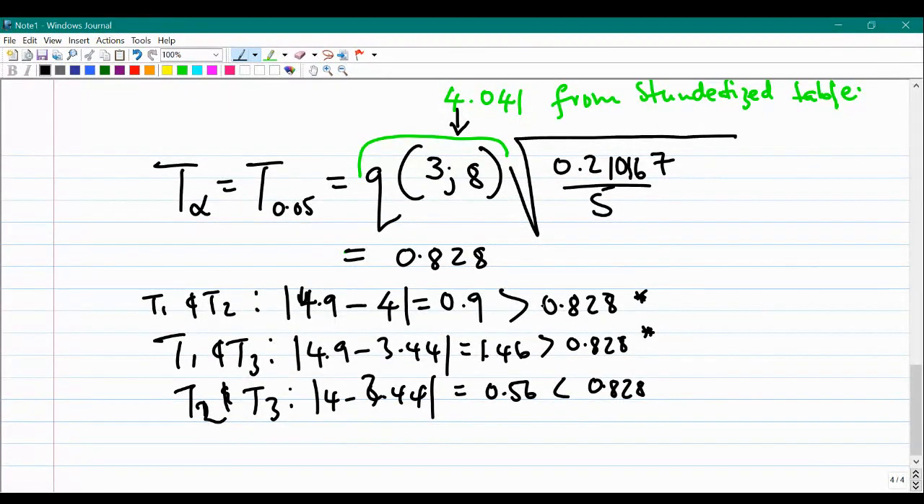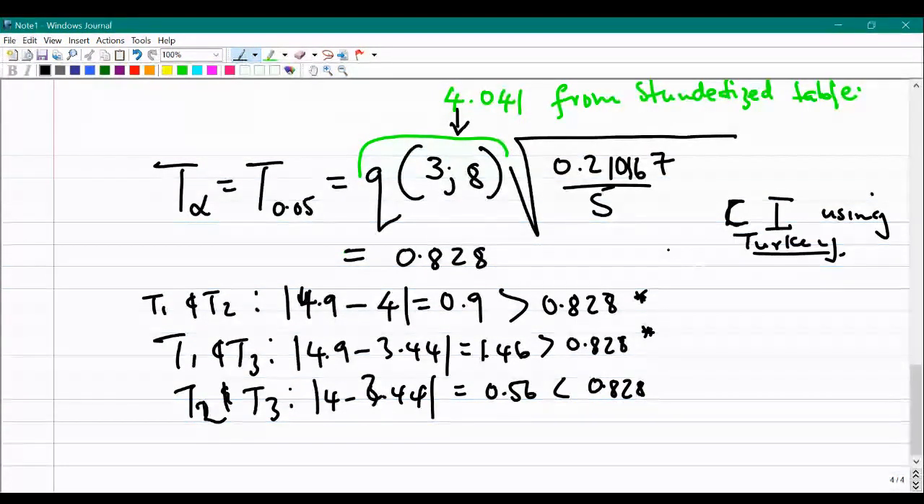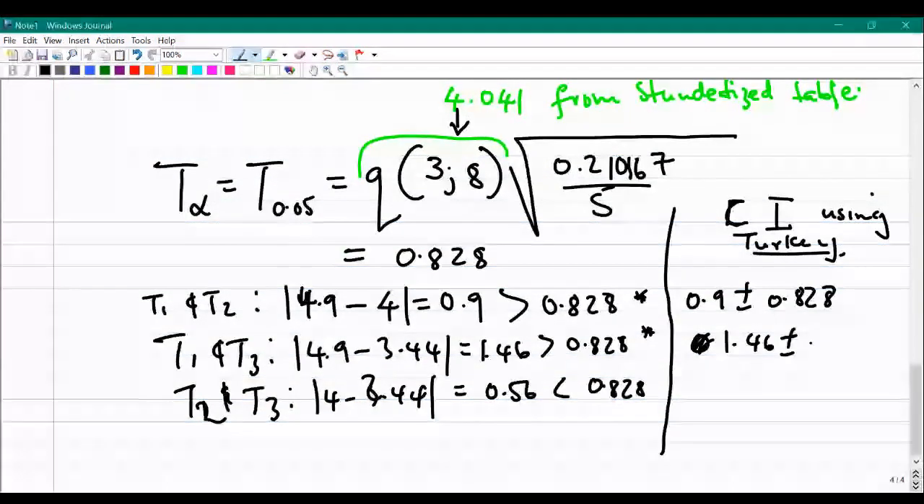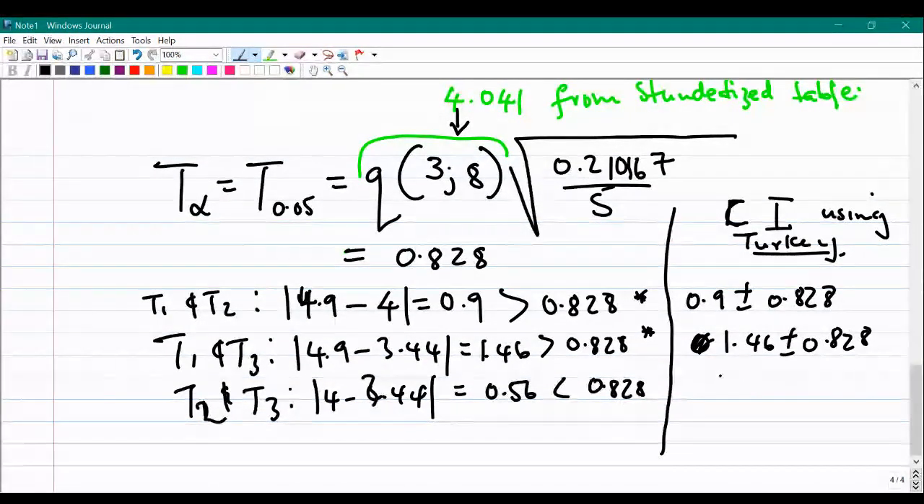So now, based on this, can someone give me the confidence interval using the Tukey method? For the first one, let's go. You have the information, guys, here. So it will be 0.9 plus or minus 0.828, isn't it, guys? Then 1.46 plus or minus 0.828. Then 0.56 plus or minus 0.828.